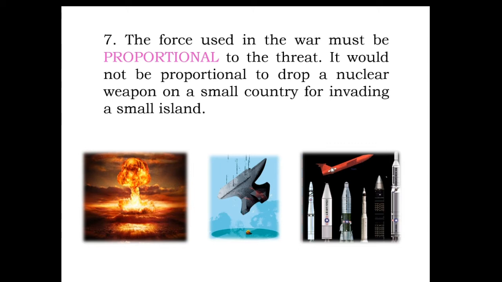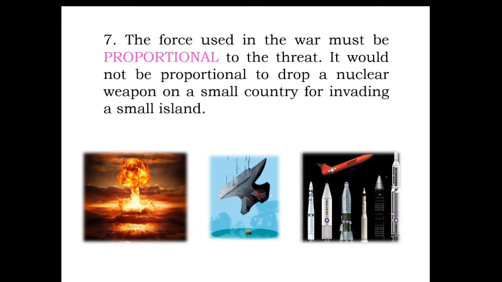The force used in the war must be proportional, number 7. It would not be proportional to drop a nuclear weapon on a small country for invading a small island. That's just totally out of control, isn't it? If you've got a small army of 1,000 people who take over an island by force of arms, to drop a nuke on that island, just blow it all up, that would not be proportional and would not meet the just war theory.